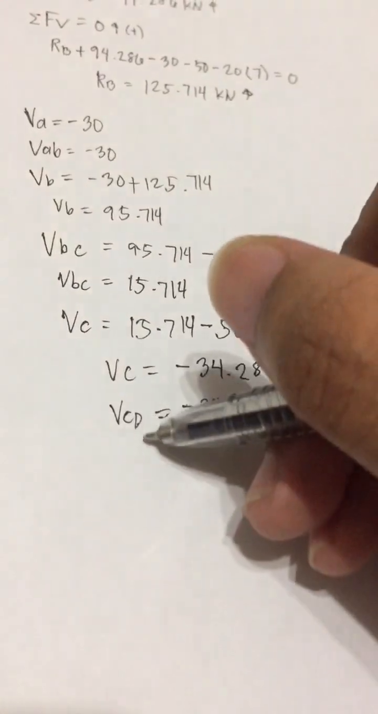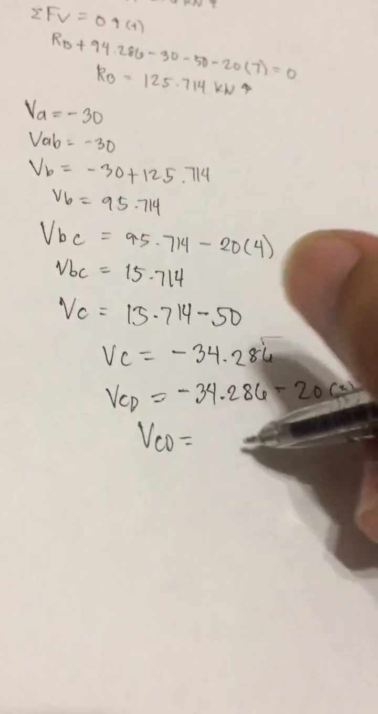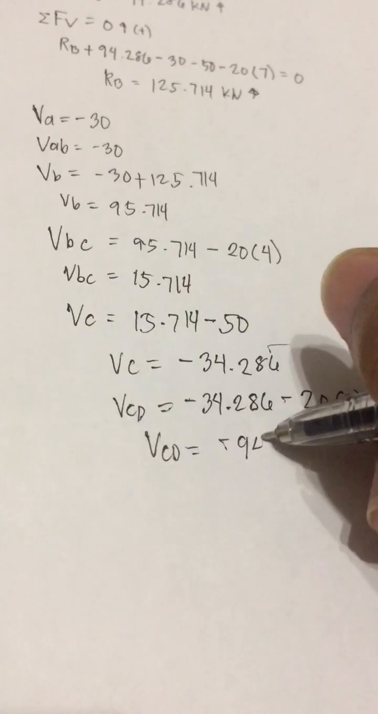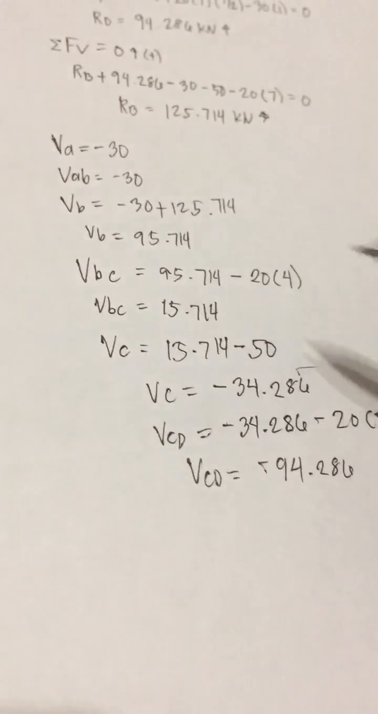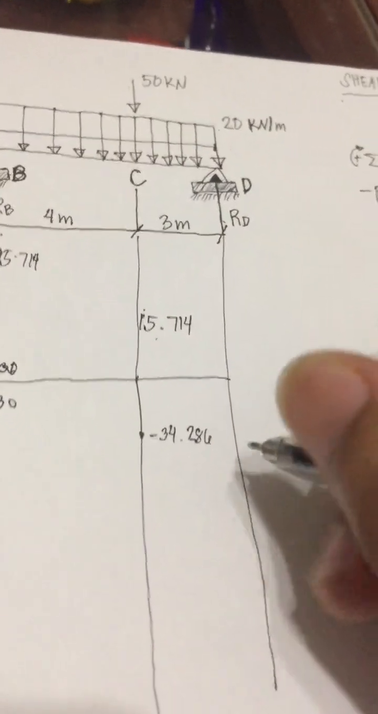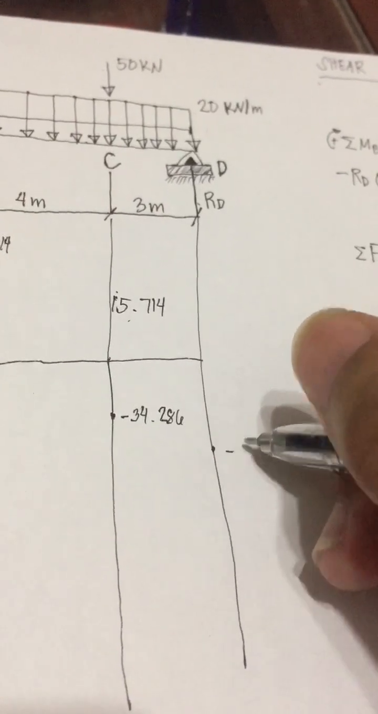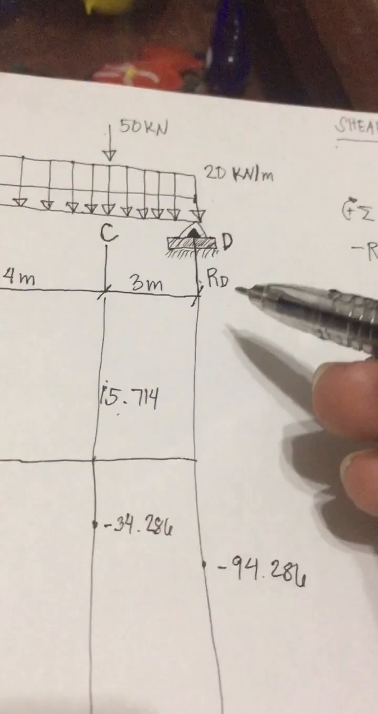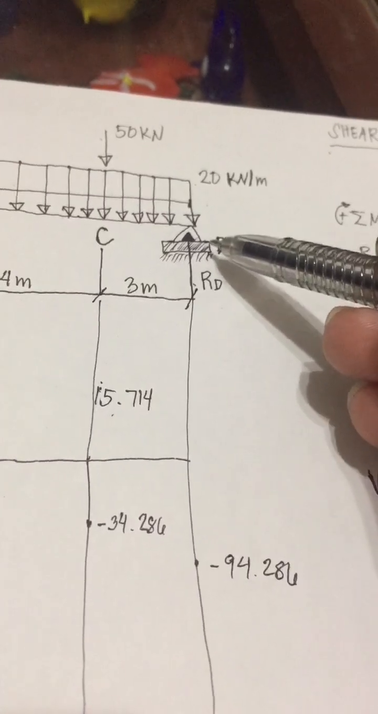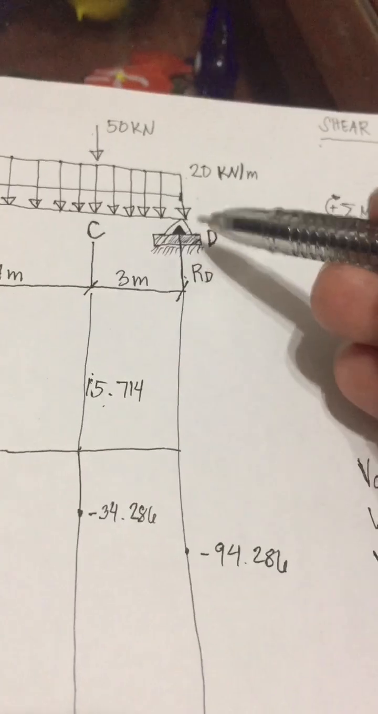Then if you're going to calculate this one, the answer for this one is negative 94.286. Since it is negative 94.286, you're going to write it down below in here, negative 94.286. Then the last, we're going to get the shear load for our D line.